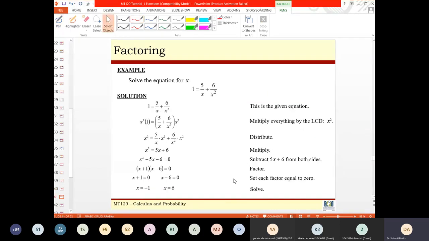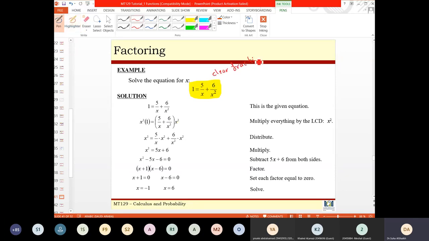Now, factoring. This is again one important thing for the quiz especially. They are giving you a function asking you to solve it. The function is 5 over x plus 6 over x squared equal to 1. Easy way to solve it: whenever I see a denominator, I do what I call clear the fraction.